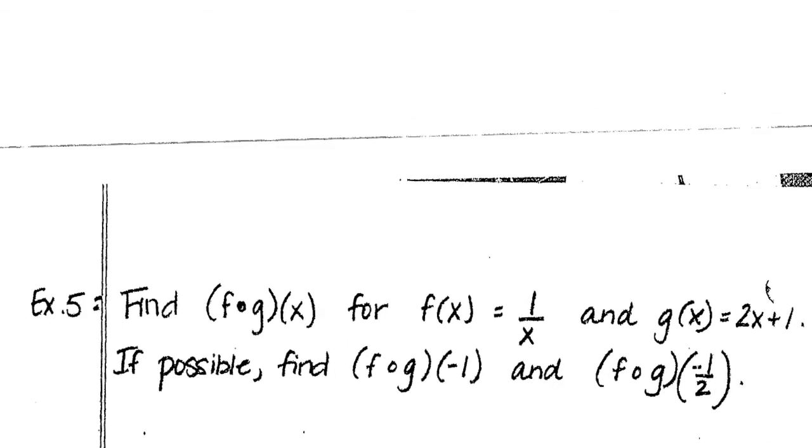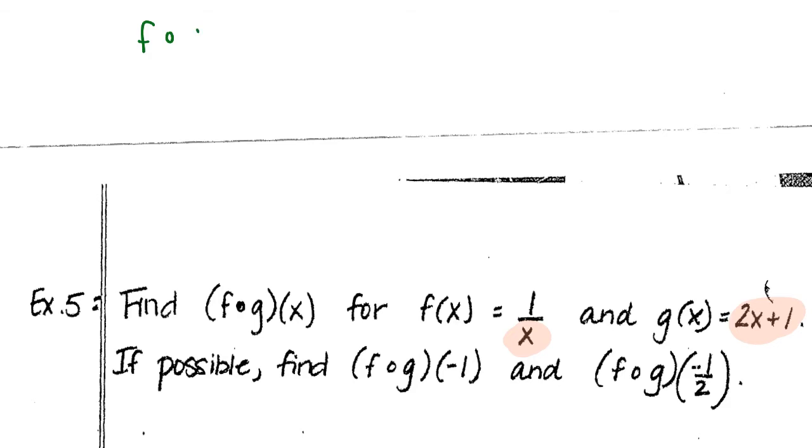It says find f of g of x for f of x equals 1 over x, and g of x equals 2x plus 1. Let's do this first, okay? So we are taking the g of x equation. I'm going to highlight it for you. See this equation right here? We're taking this and we're putting it in for that x. Does that make sense? So I'm taking the equation of g of x and I'm just putting it in for the x. So let's do that together.